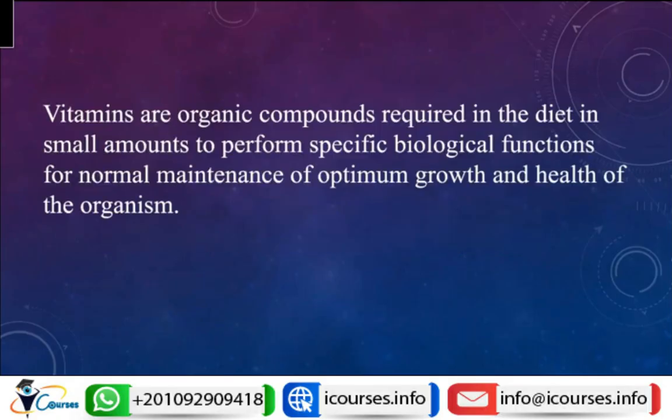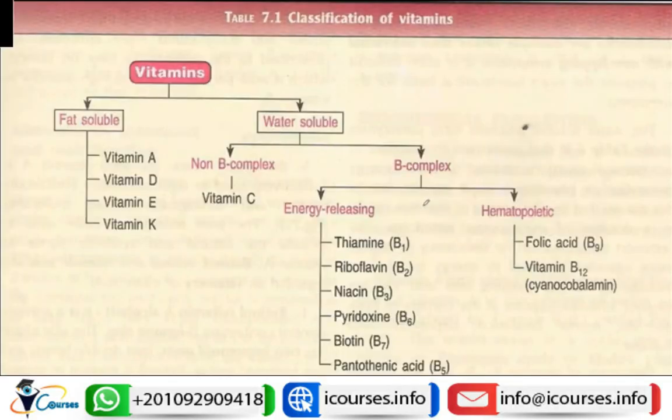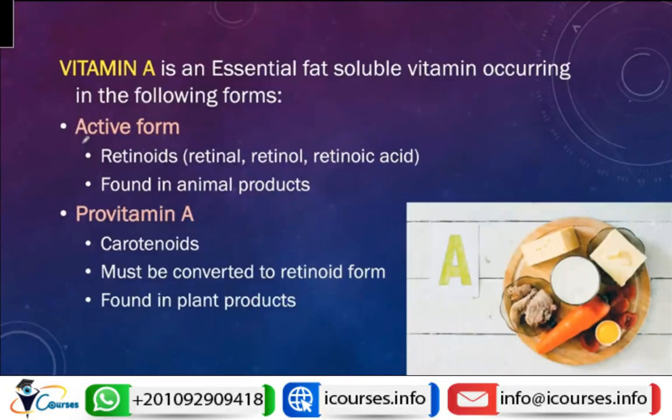So what are vitamins? Vitamins are organic compounds required in the diet in small amounts to perform specific biological functions for normal maintenance of optimum growth and health of the organism. We have different types of vitamins. Some are fat soluble, some are water soluble. Vitamin A falls under the category of fat soluble vitamins. So what are the sources of vitamin A?